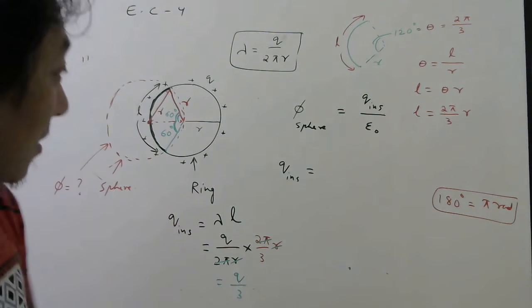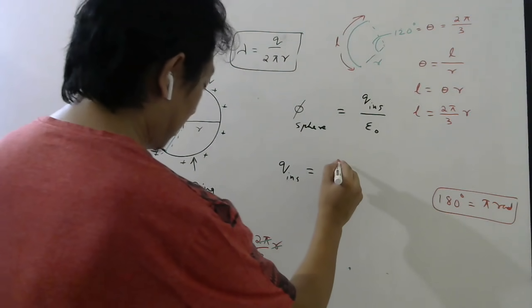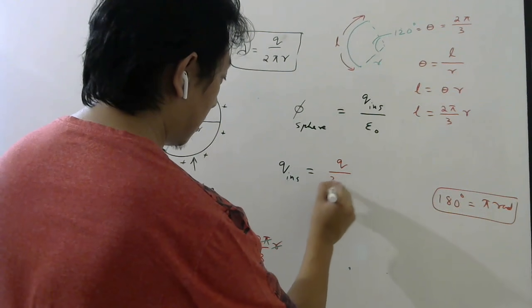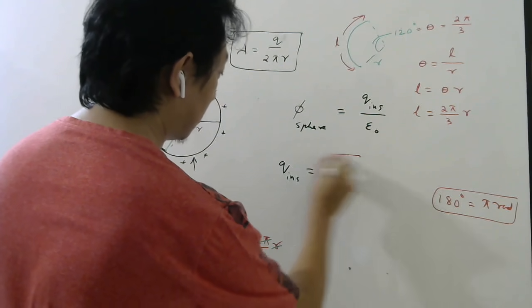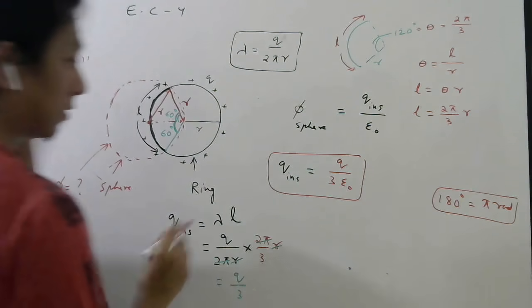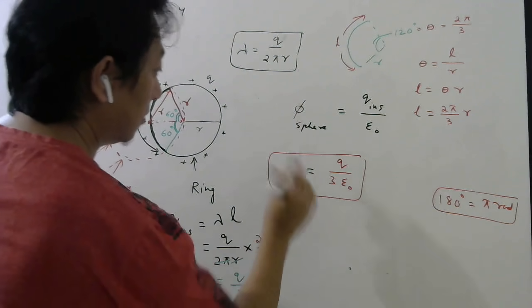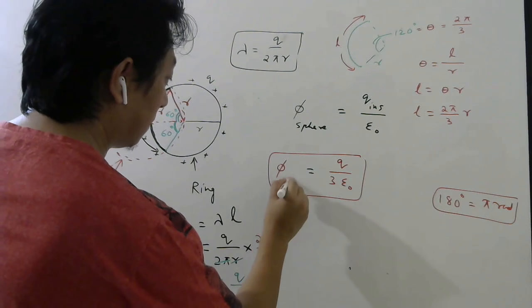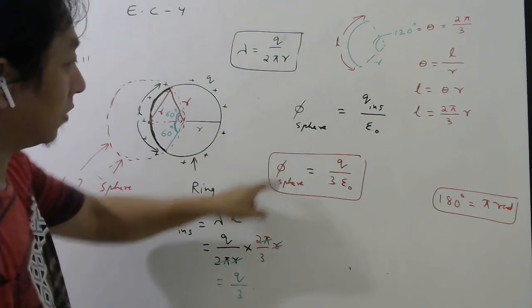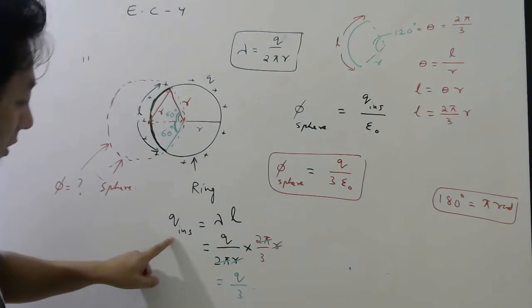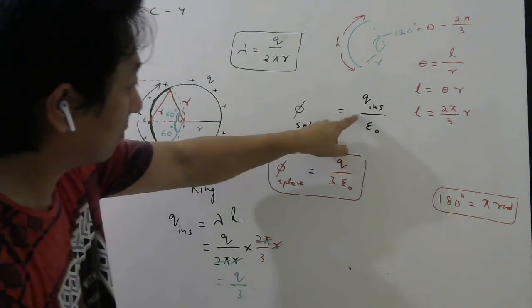Okay. So charge inside is how much? Q by 3 and then divide by epsilon naught. So this will be your answer. Not this will, this is the flux, no? So this is the flux through the sphere. So flux through the sphere is the charge inside I calculated here, q by 3 divided by epsilon naught.